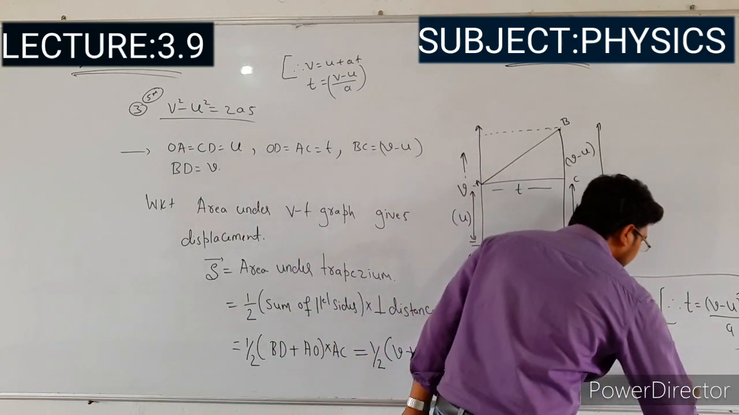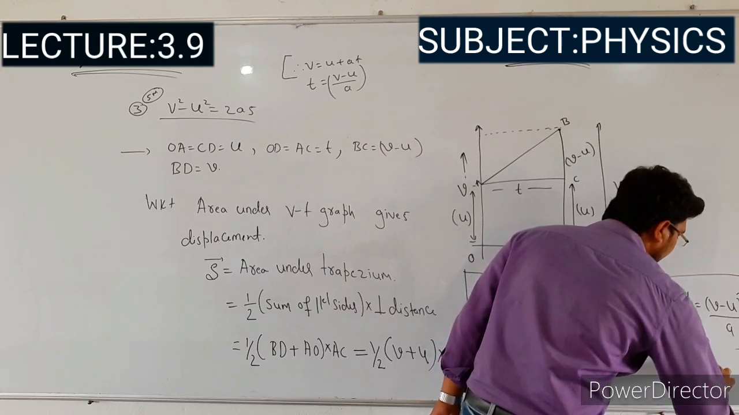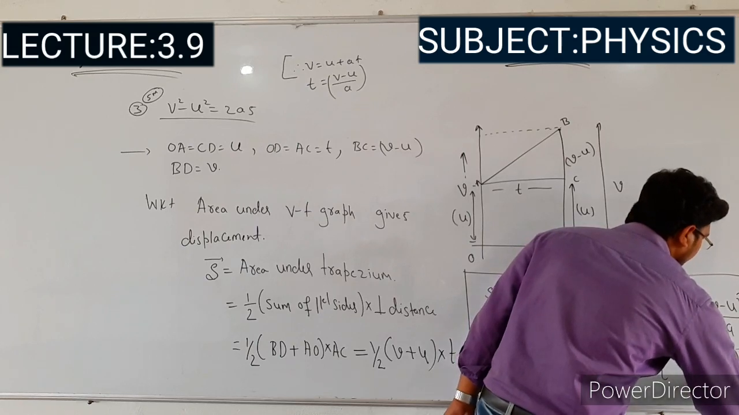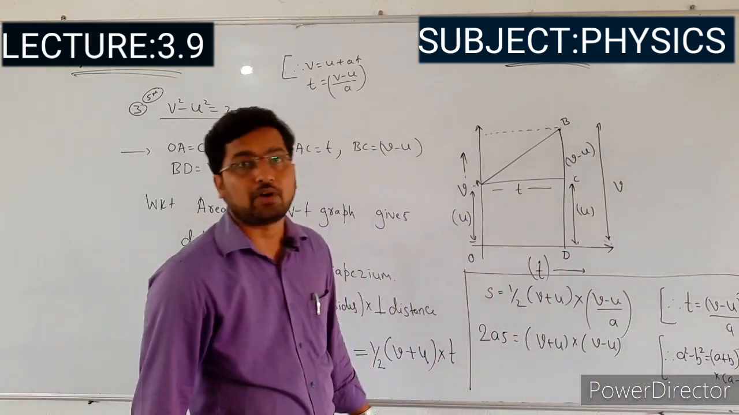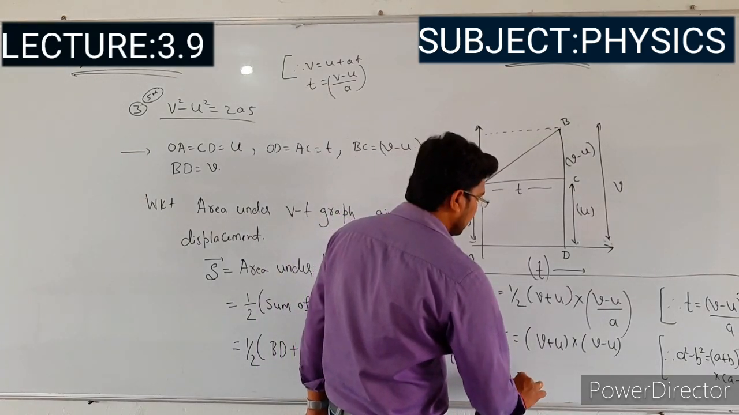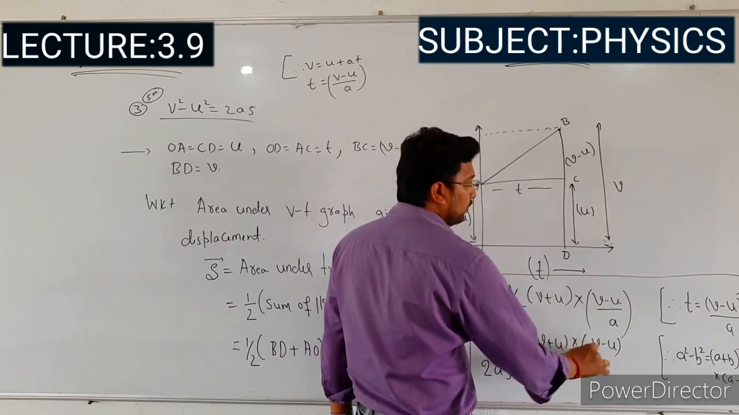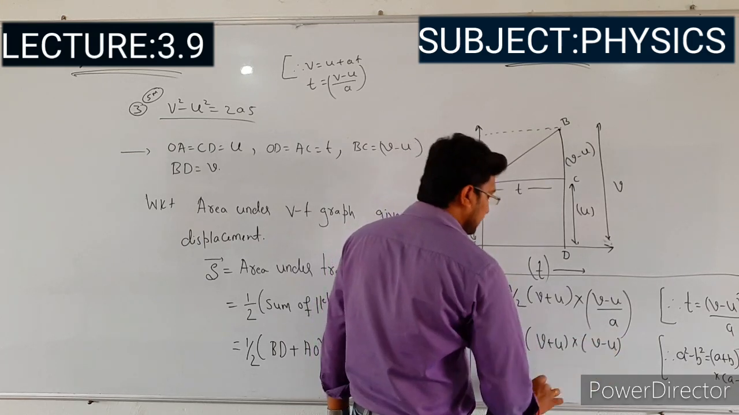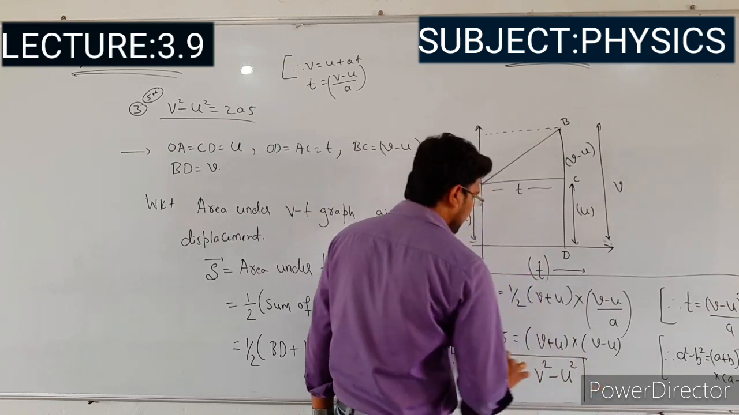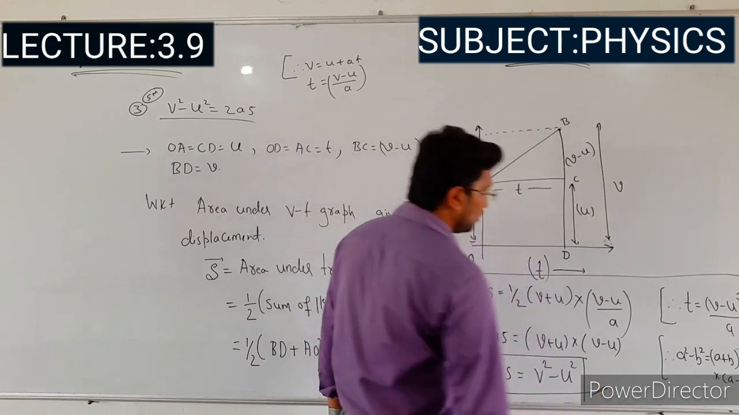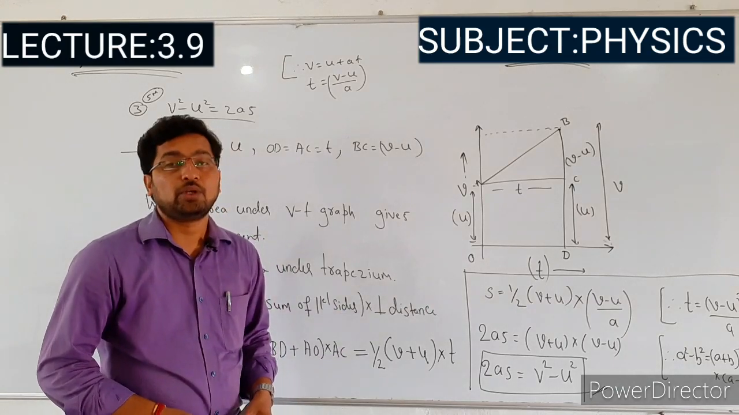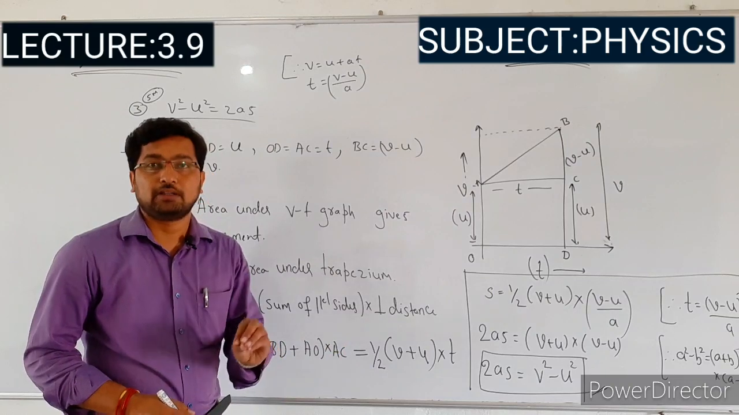Okay, see here. A square minus B square is equal to A plus B into A minus B. With the help of this formula, 2AS is equal to V plus U into V minus U, which means V square minus U square. So this is our final relation: 2AS is equal to V square minus U square, or V square minus U square is equal to 2AS. It is very important for 5 marks.